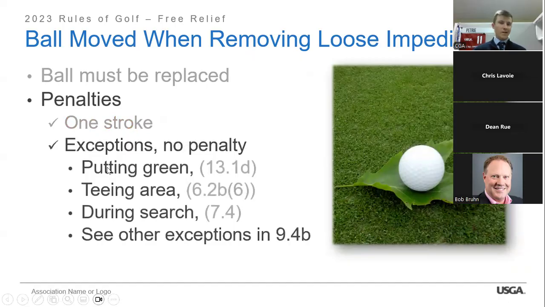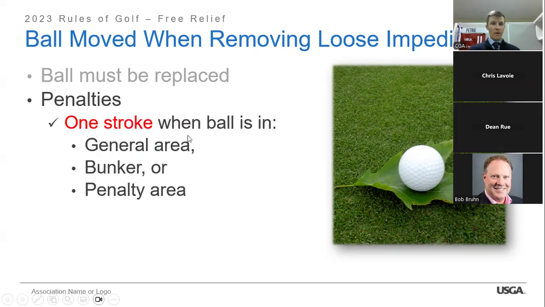Okay, so yeah, putting green, teeing area, during a search. If we accidentally move that ball on the putting green, any accidental movement of the ball, no penalty. Teeing area, we can move that ball freely wherever we want. And during a search, if we accidentally move that ball, no penalty there either. We're just going to replace it. But just going back, if we accidentally move our ball while removing a loose impediment in any of these areas, it's going to be a one-stroke penalty, and we're going to replace that ball. So, Mike, if you're worried about a stone in the bunker and you want to move that, you might get a one-stroke penalty. You're risking it there. So this is the risk we take when we're removing loose impediments.